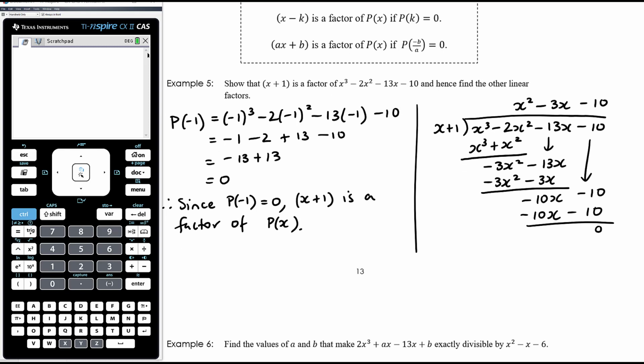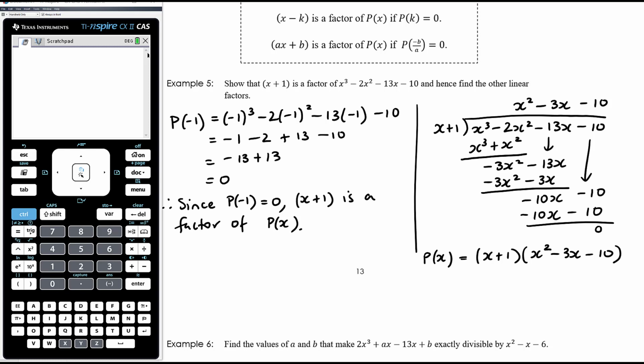But now what we've learnt is that p of x, our polynomial, is x plus 1 times x squared minus 3x minus 10. Or we learnt that p of x divided by x plus 1 is x squared minus 3x minus 10, and so that tells us that those two things are the same thing. If you learn that 24 divided by 3 is 8, that tells you that 24 is 3 times 8. Okay, it's the same information written in a different order.